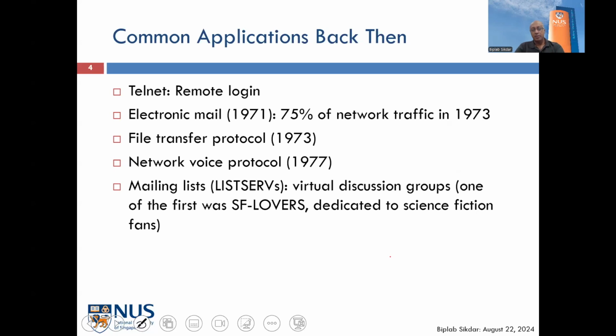Some of the common applications back then might be email and file transfer, and of course, we use things like WhatsApp and WeChat and so on these days. The precursor for this, the network voice protocol, existed back in 1977, but the data rates available on the network weren't very high back in the day, so it wasn't very popular.